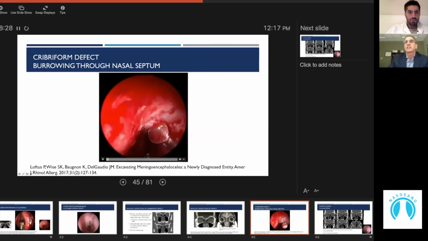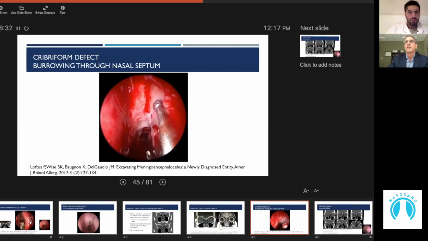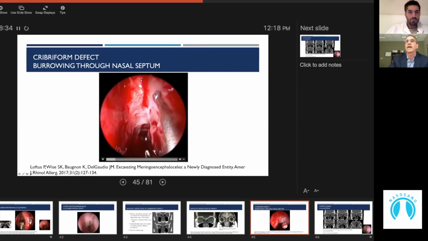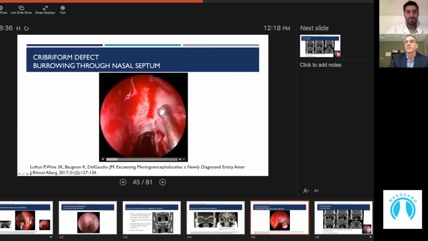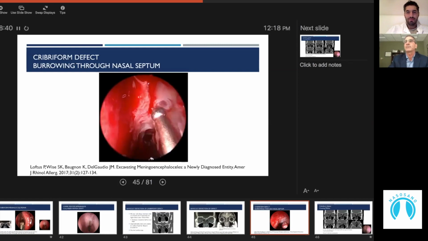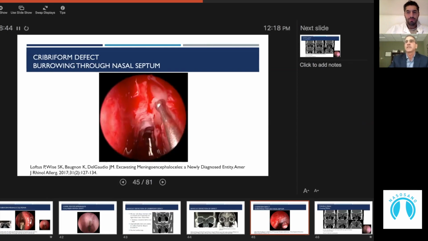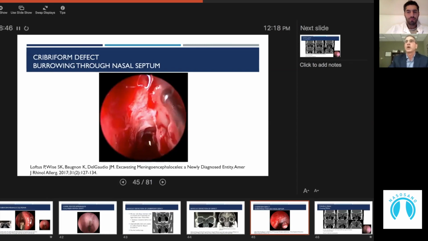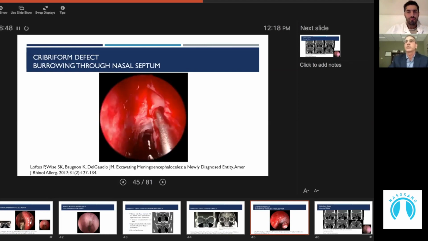We've dissected the mucosa off the plate. And now look at this little canal in the upper septum. That's an excavating meningocele. We can't just put a graft on this. We actually have to dissect out this canal, as you see here, take off the bone, follow it all the way to the cribriform plate.